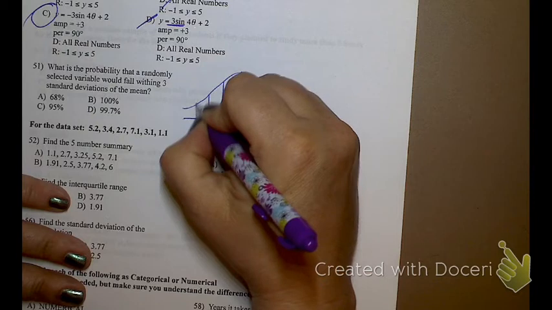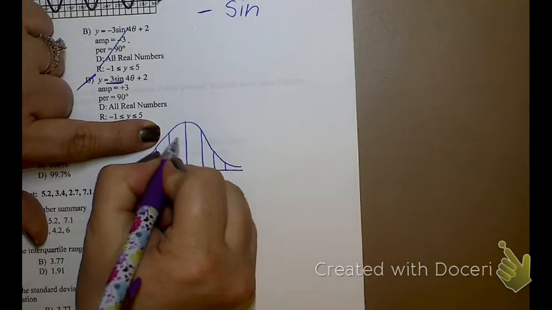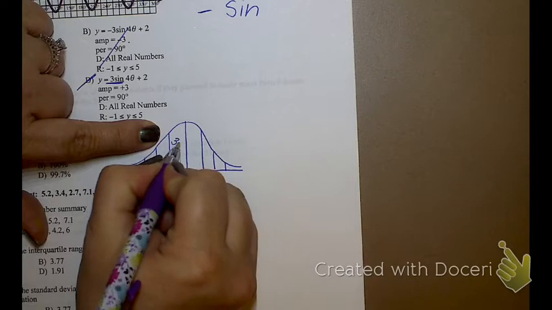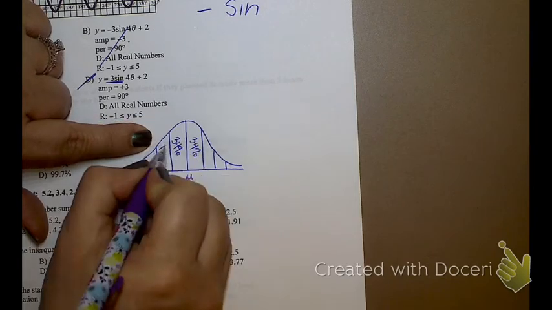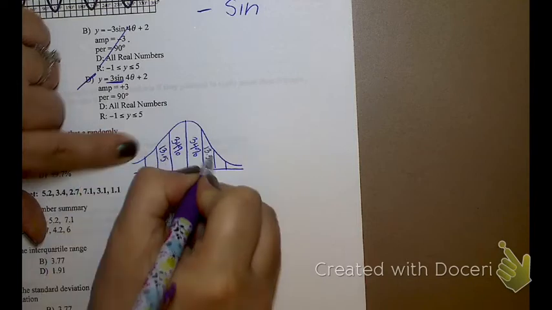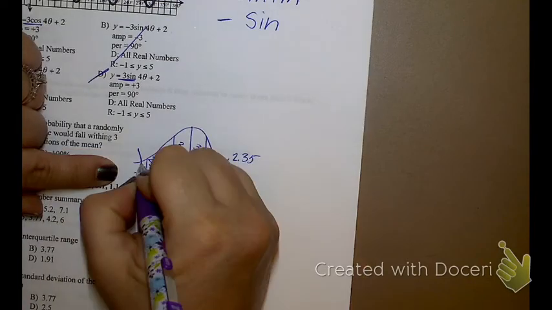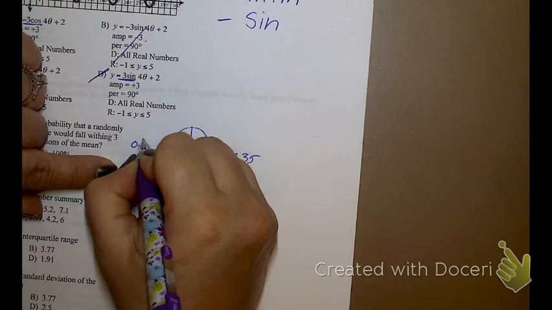And let's talk about these bars. The middle 2 are 34%, right? Yep. What's the next one? 13.5. Next one is 2.35. I'll run out of room there. And that last one, 0.15.